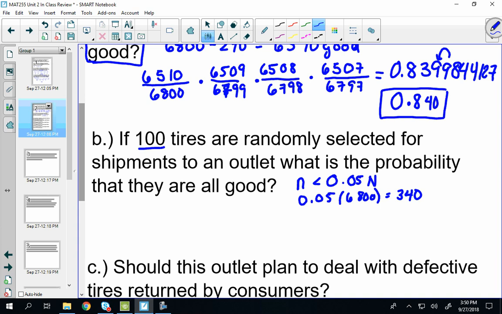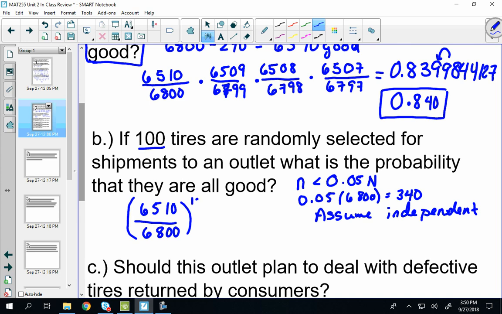So our sample size of 100 is less than that 340. So we can make the assumption that they're independent even though they're not, because it's not going to affect our calculations in a big enough way, and we can avoid those cumbersome calculations. So that means I'm really going to take my 6,510 over 6,800 and assume that that's the thing I'm going to multiply 100 times for every tire I'm picking. And instead of multiplying it out 100 times, I'm going to raise it to the 100th power.